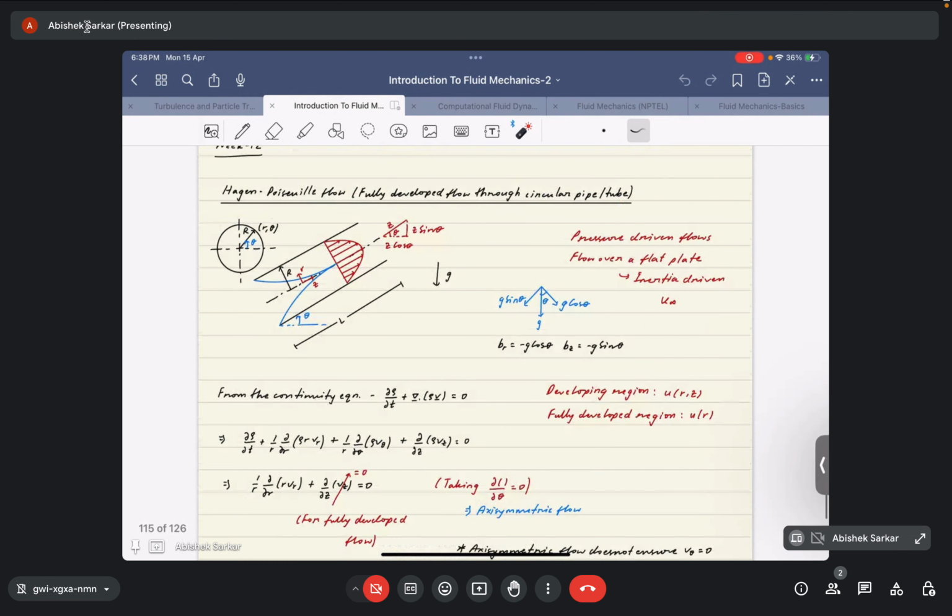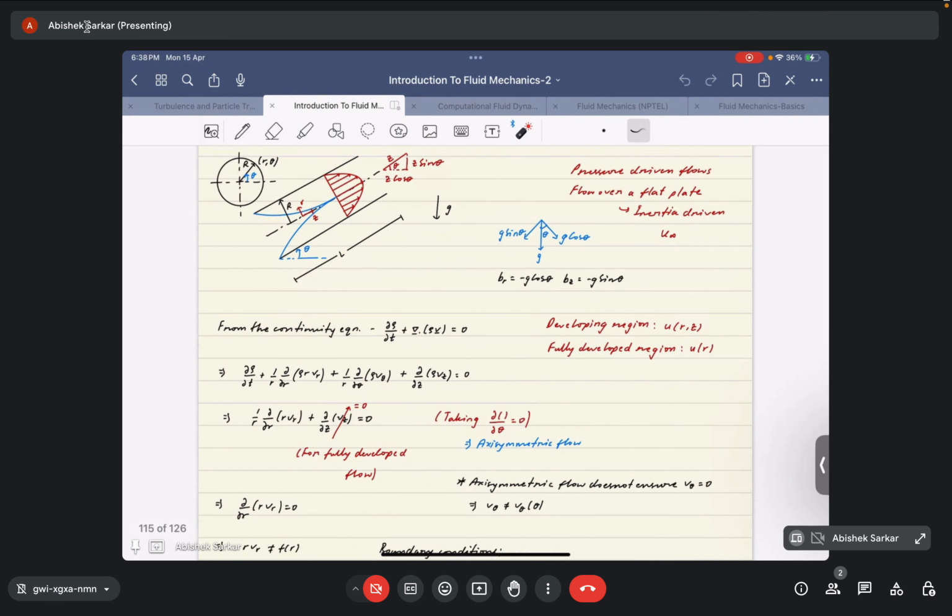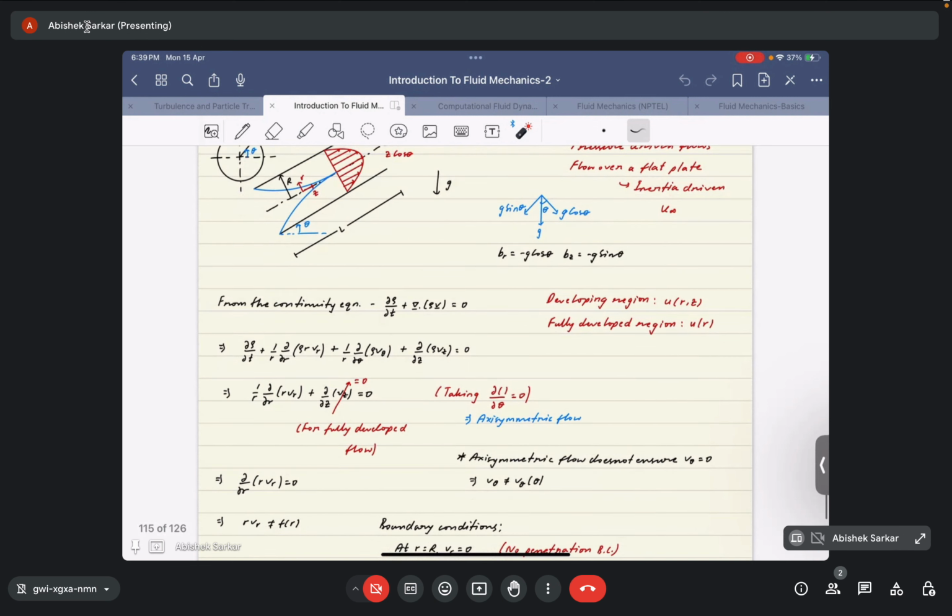So to solve the given problem, we take the usual approach of mass and momentum conservation. So let's begin with mass conservation. We deal with the continuity equation first, which is ∂ρ/∂t + ∇·(ρv) = 0.